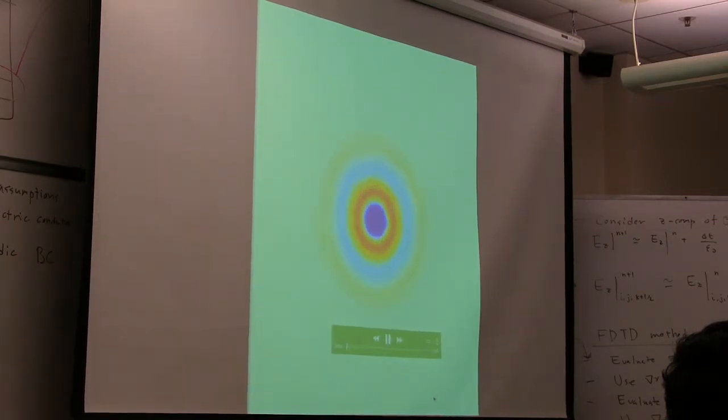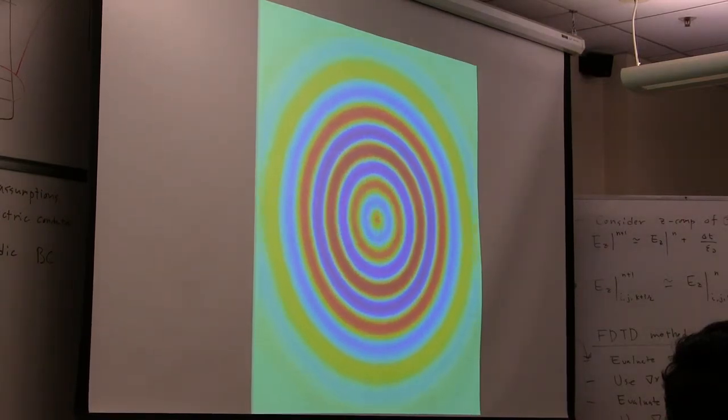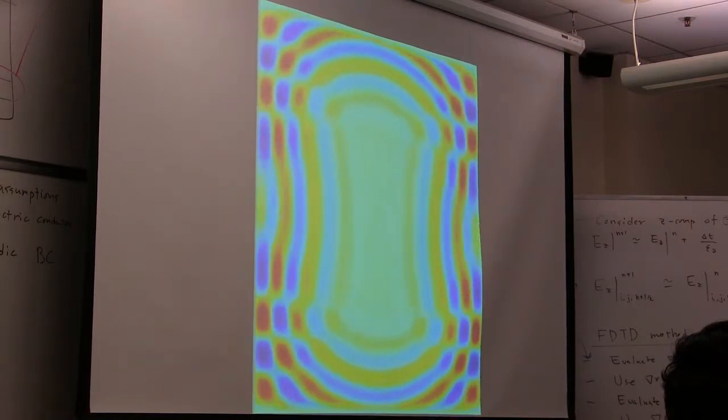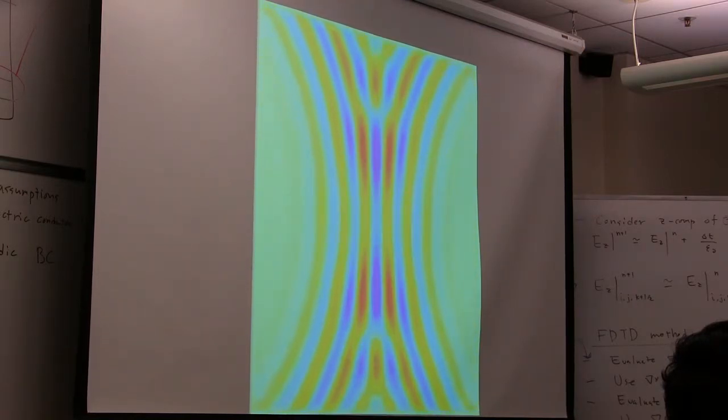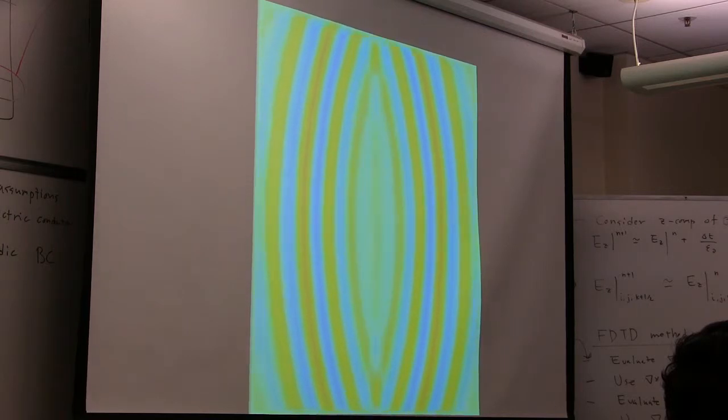So this movie has PEC boundary condition on the right and left. They are reflective, right? That's the effect of the PEC boundary condition.